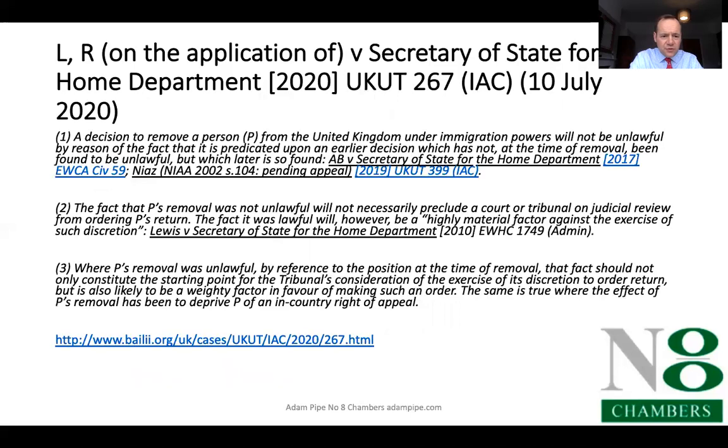All right, let's move to the final case, and that's a case called L, and is about unlawful removals from the United Kingdom. L is a Nigerian national. He'd previously been married to an Italian national, and they'd had some children, but this concerns his fresh claim for asylum. His fresh claim for asylum was based on being bisexual and converting to Christianity.